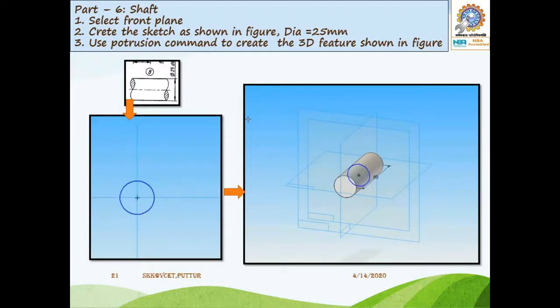This one is the last part of the plumber block part modeling, that is the shaft. Simple procedure. First you have to select the front plane, then select the protrusion command, then select the circle command and draw a circle of diameter 25. Then click return, then you have to give a distance of about 50 mm or 80 mm. Normally you can give a 50 mm distance. That finishes the shaft part.